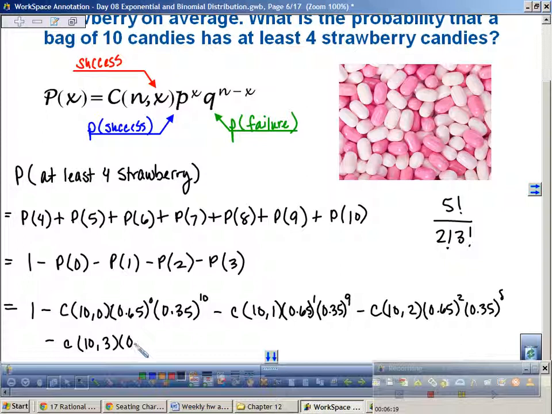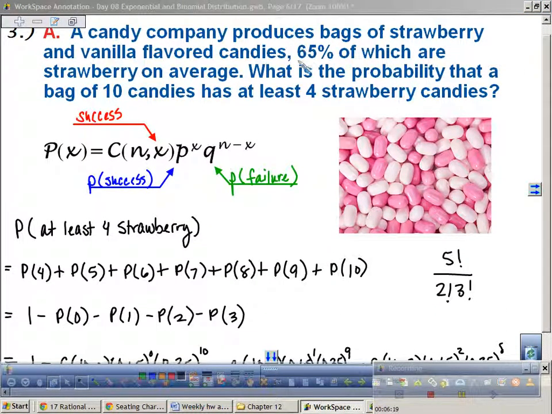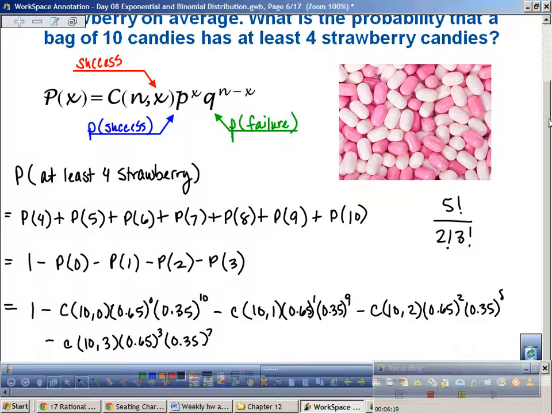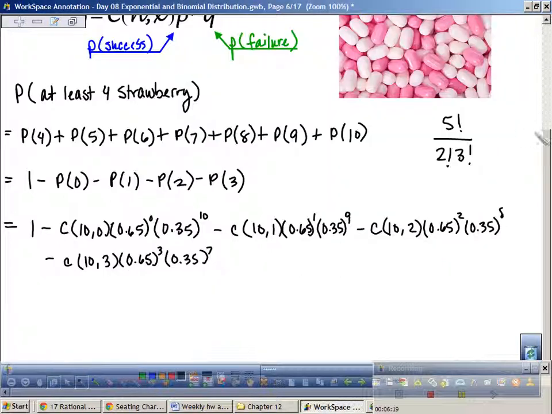Are you guys having fun yet? 0.65 cubed, 0.35 to the 7. That's the probability. So if 65% is the success rate, then the failure rate is the other part of 100%, which would be 35%. Okay? So go ahead and write that down.